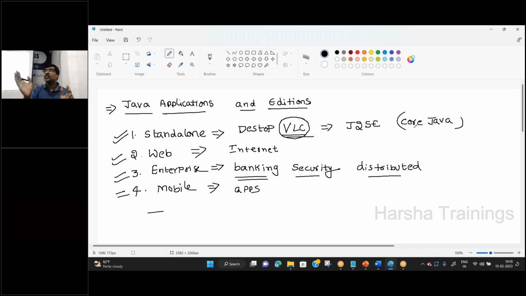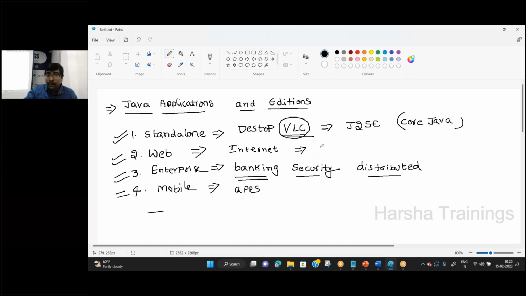So for simply understanding of the users, they divide it into core Java and advanced Java. Remember, in your resumes you are not allowed to write core Java or advanced Java. If you know core Java, write J2SE, Java 2 Standard Edition. By using this, we can develop standalone applications.